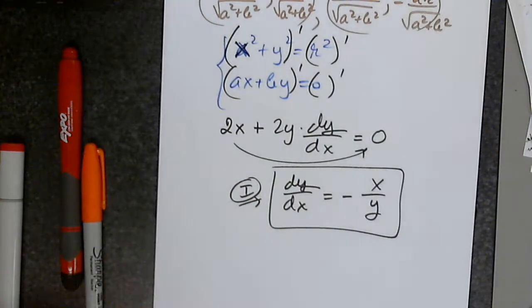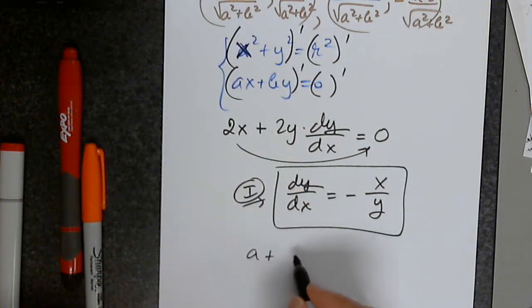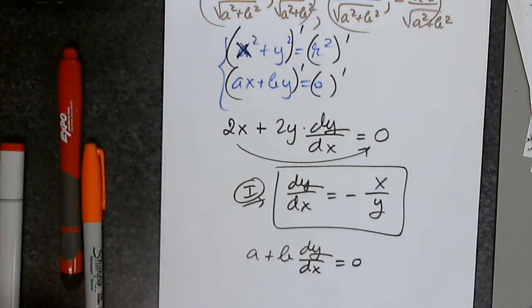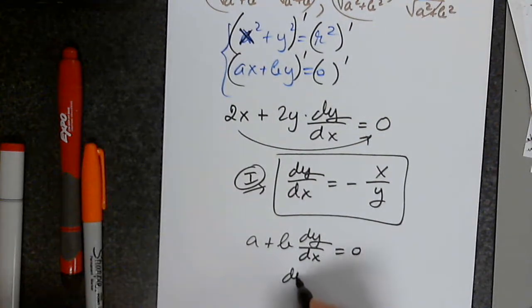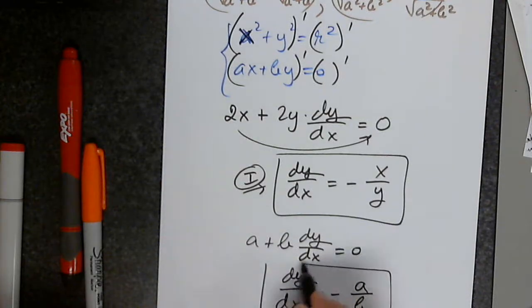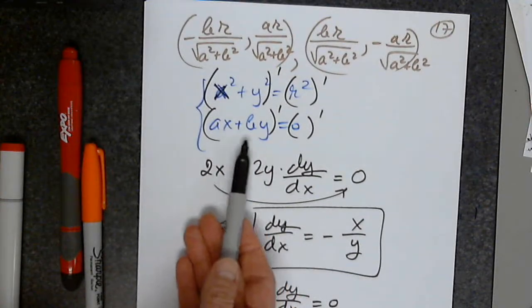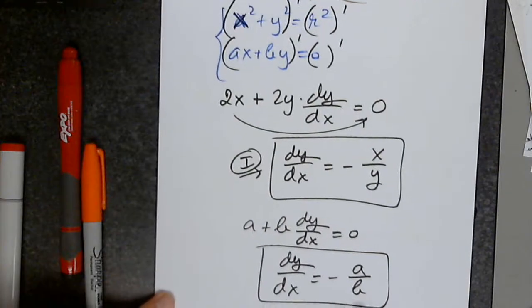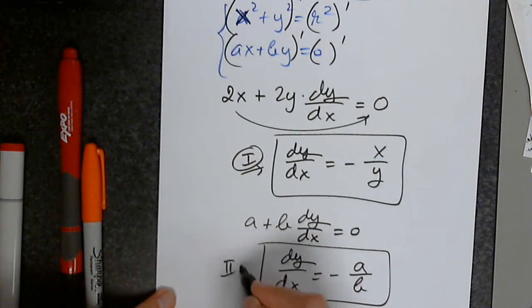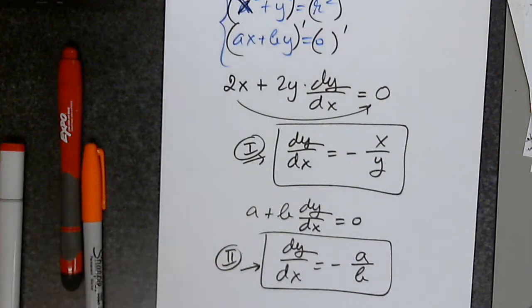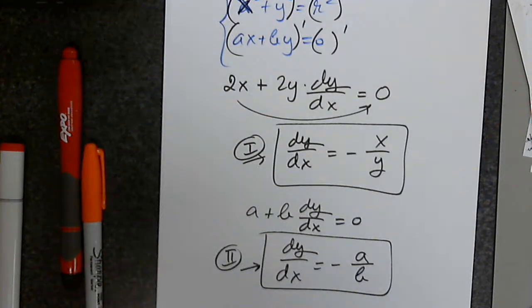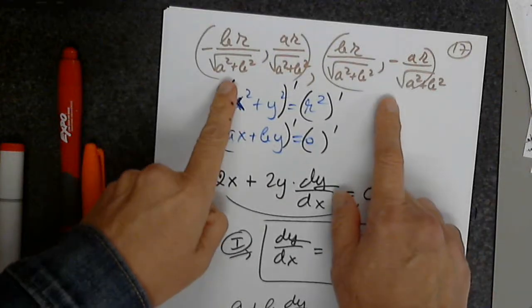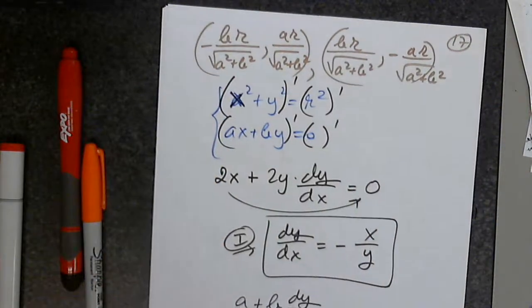I repeat for the second curve. I get a plus b dy over dx equals 0. So then dy over dx is negative a over b, which is expected because it's a constant. This is a linear function. The derivative has to be a constant. So this is coming from the second one. Good. So I have the derivatives for both. I have the points of the intersection. What do I do now?